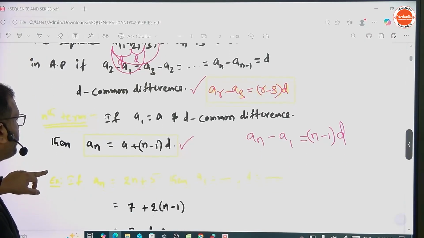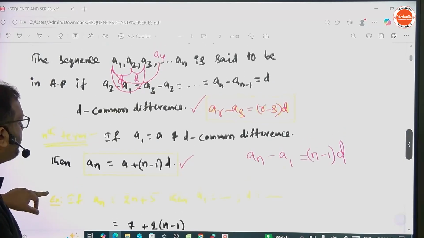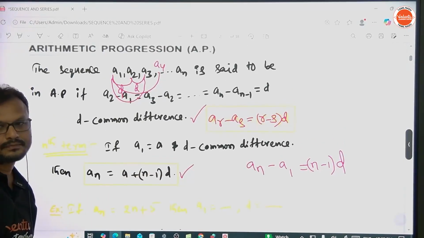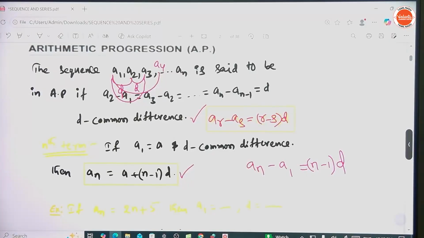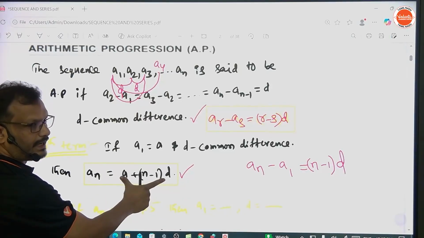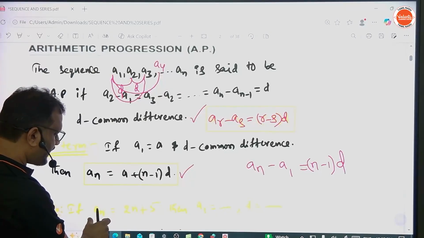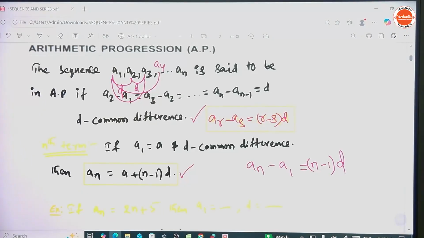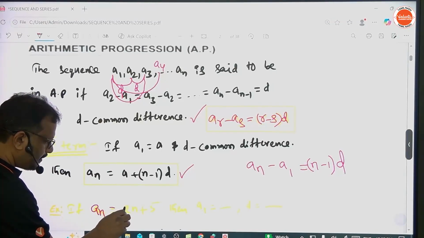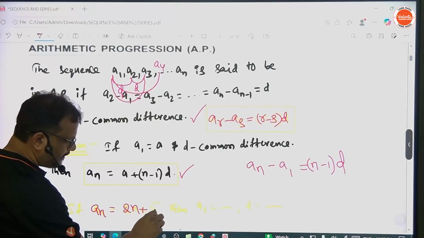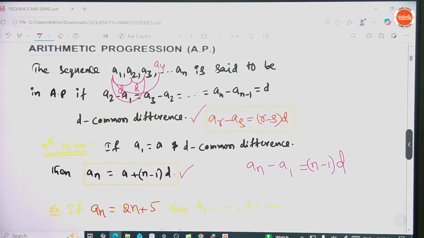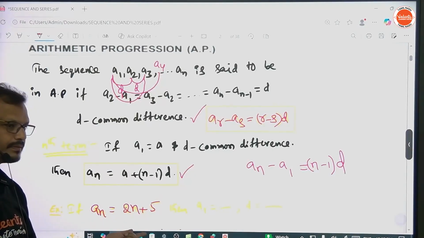For example, if you say the nth term, just identify what is there in this. The nth term is linear in terms of n. See, it is a linear equation in terms of n. For example, if I give the nth term as An equal to 2n plus 5, what is the first term? Generally the nth term is linear only. So just compare these two.